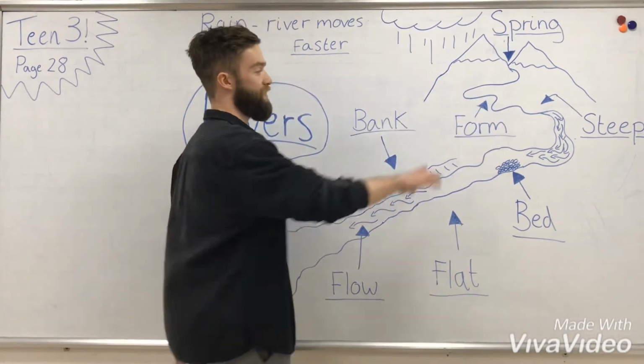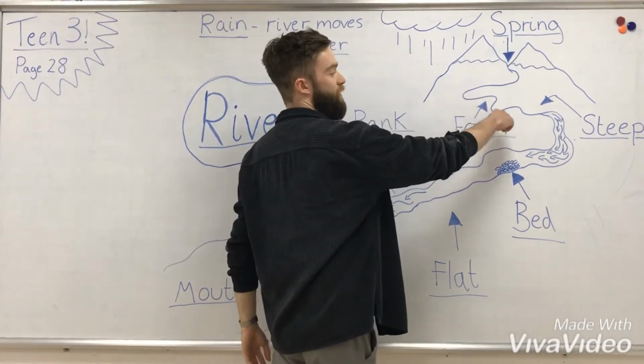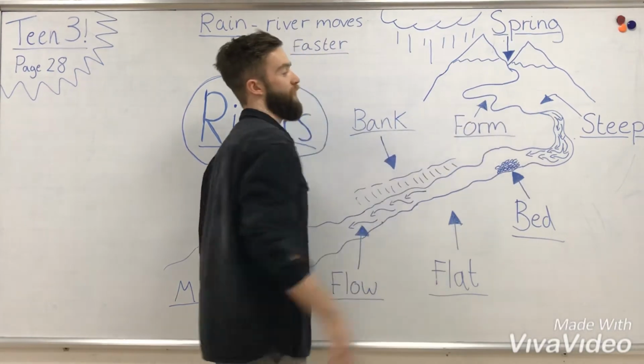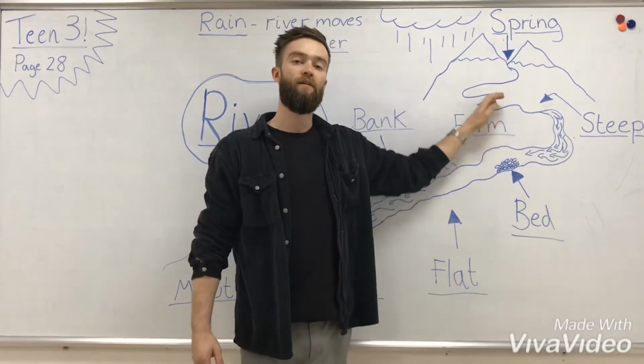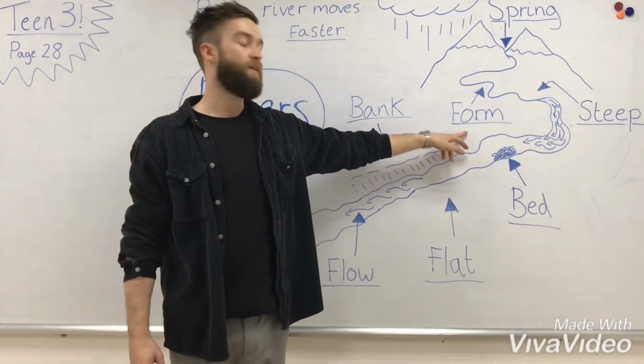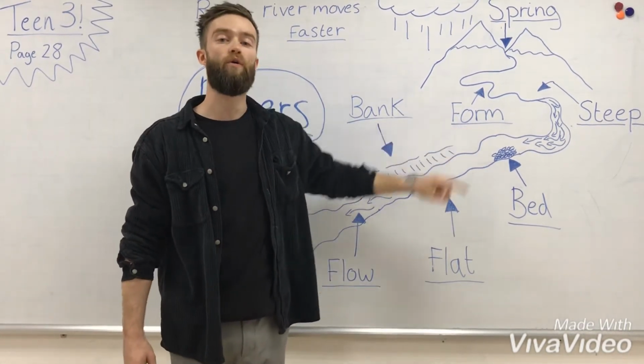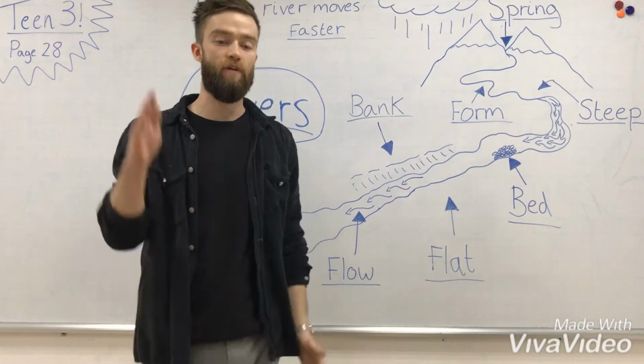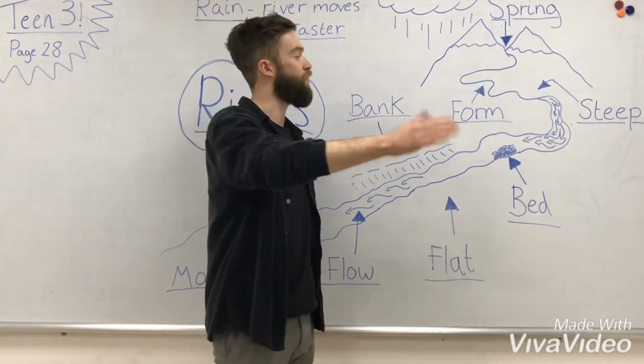Now, as you can see, the shape of the river is always changing, okay? As it's moving downhill, the river is changing. The shape of the river is called the form, okay? The form of the river, the shape of the river.